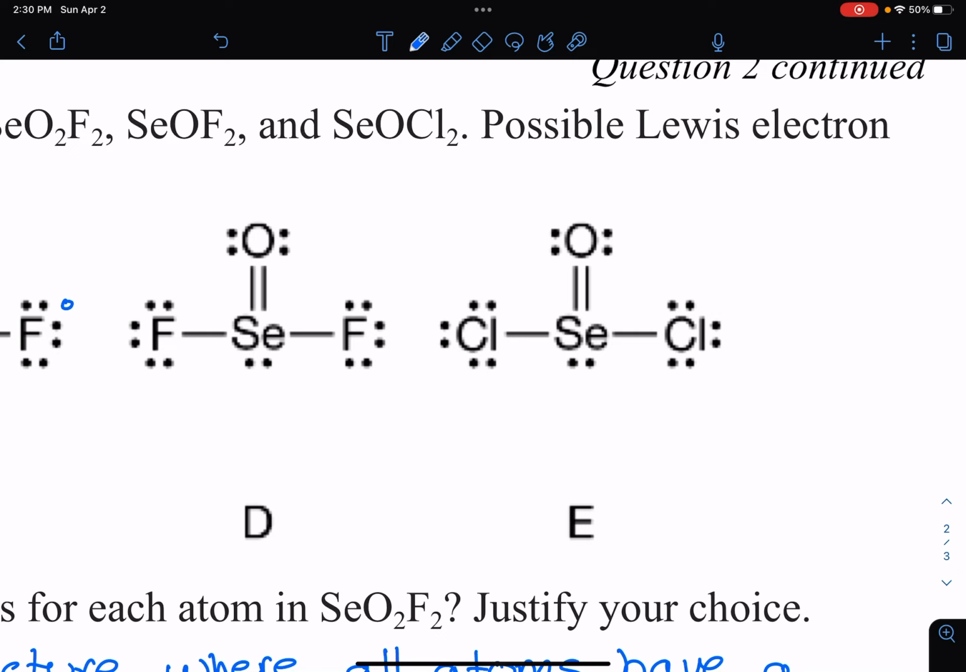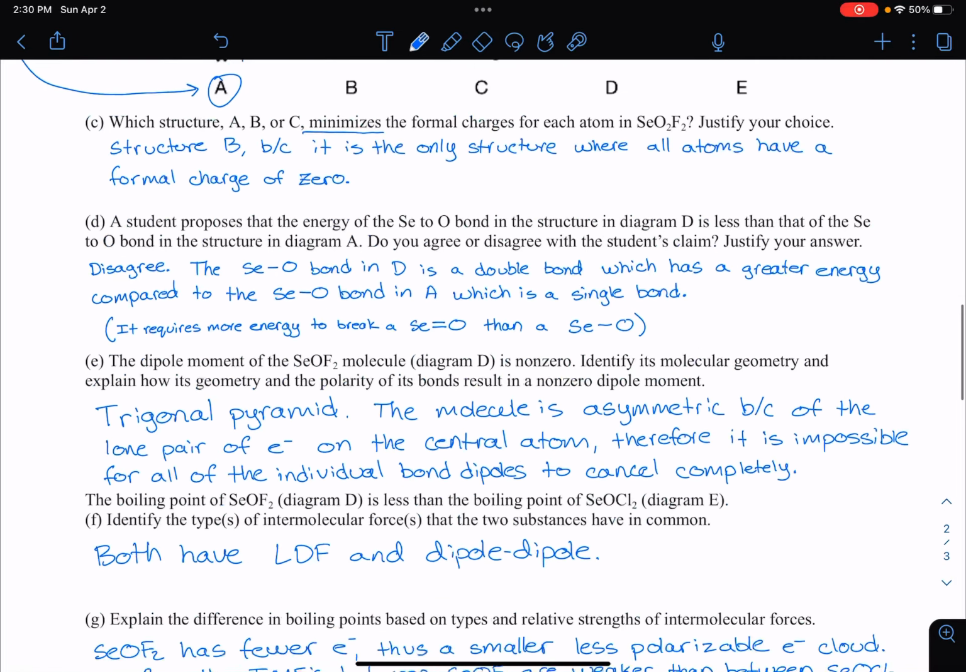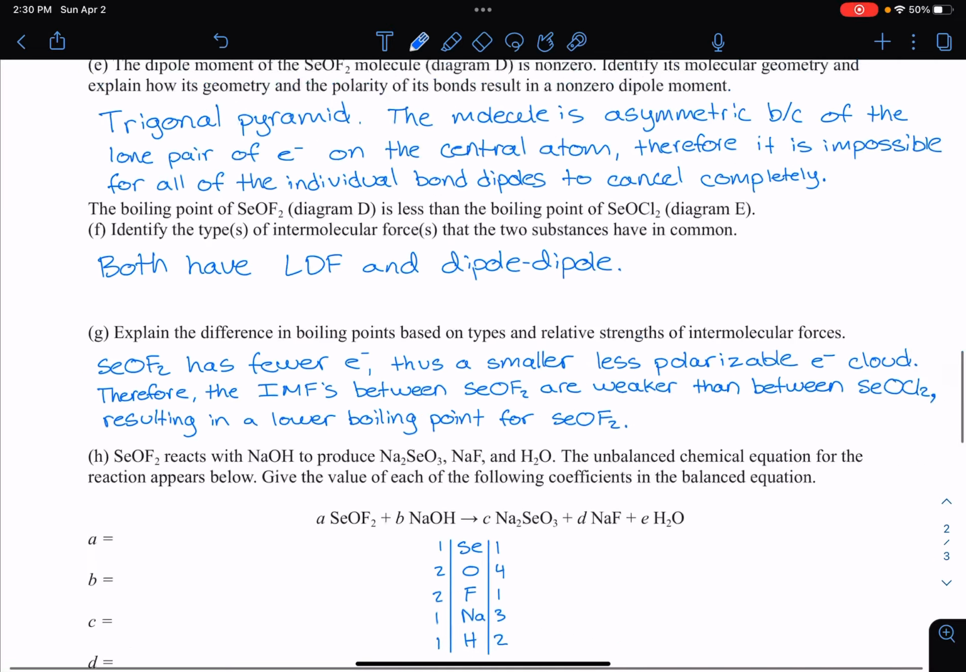Remember that London dispersion forces is an attractive intermolecular force that every single molecule experiences. Non-polar molecules only get to experience the LDF, or London dispersion force, type of intermolecular force. However, all molecules experience LDF. And since both these molecules are polar, they both also experience dipole-dipole. So that's why the answer is that way.